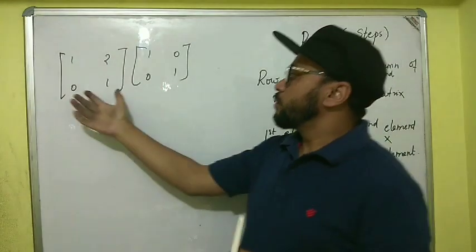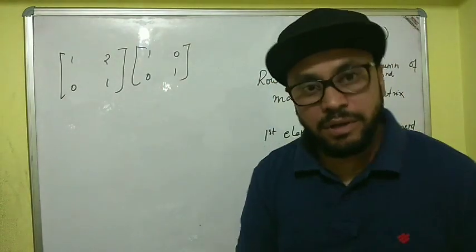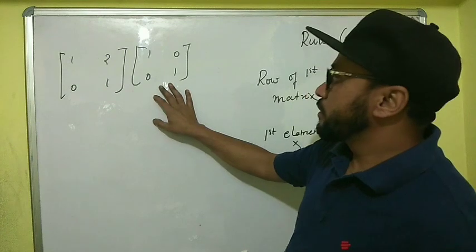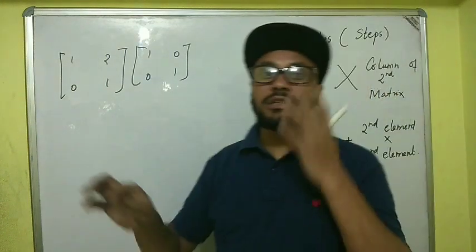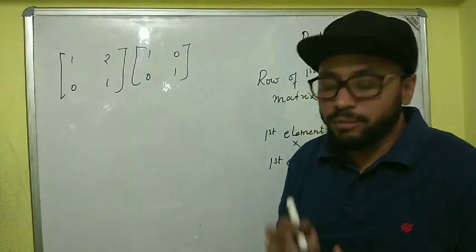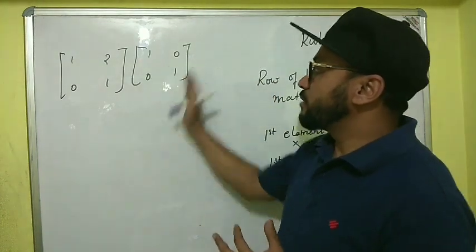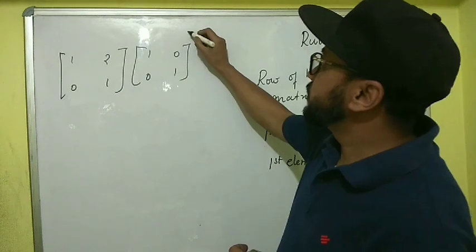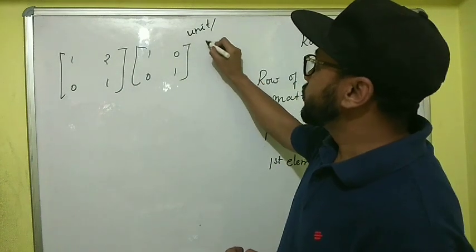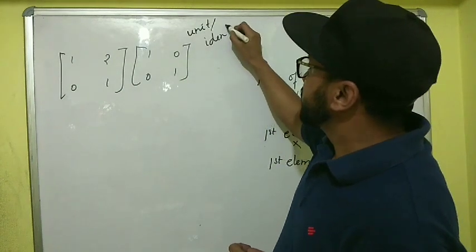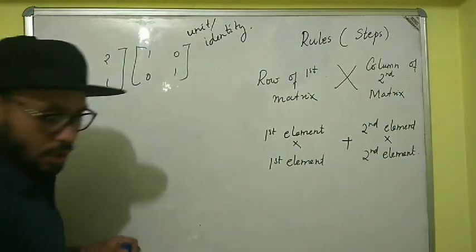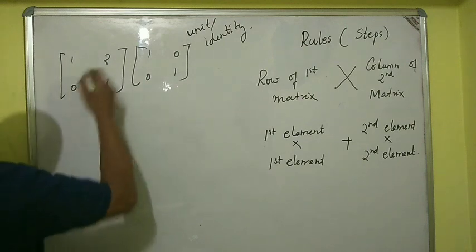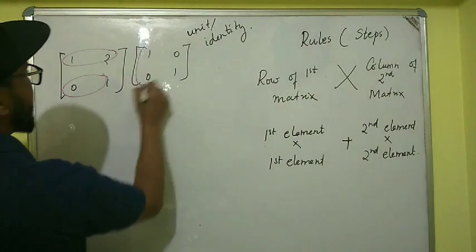Here we are multiplying two matrices of the same order, but look at this one. This is a special type of matrix, which we discussed in the first video of matrices. So what kind of matrix is this? This is a unit or identity matrix, which is very, very important. Alright. Now, how to multiply? Again, we do the same thing, row and column.